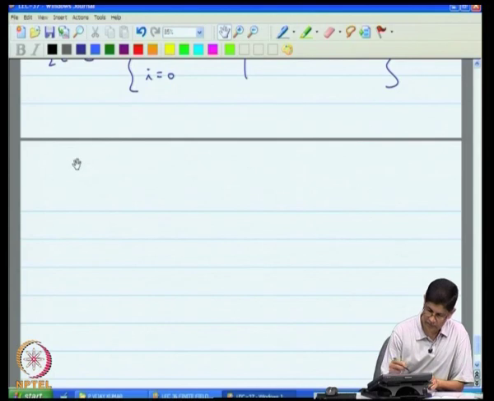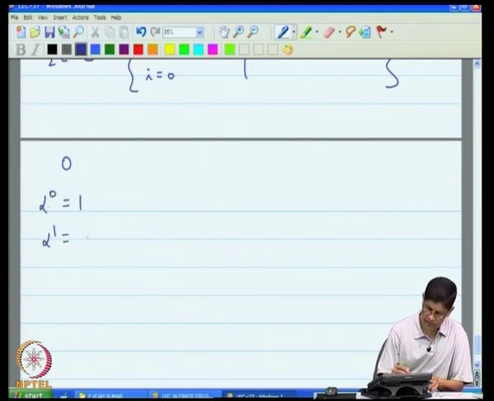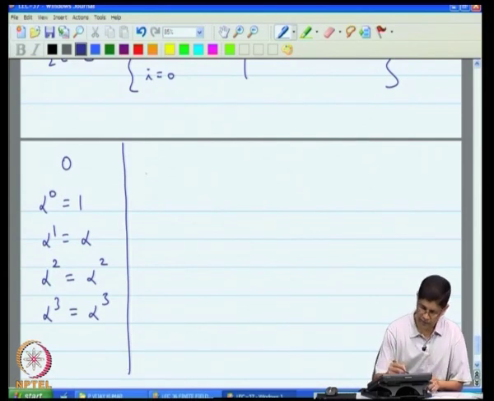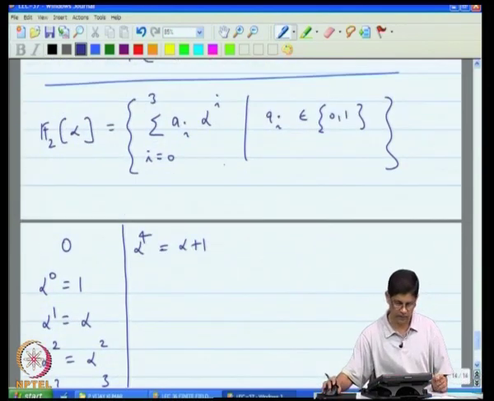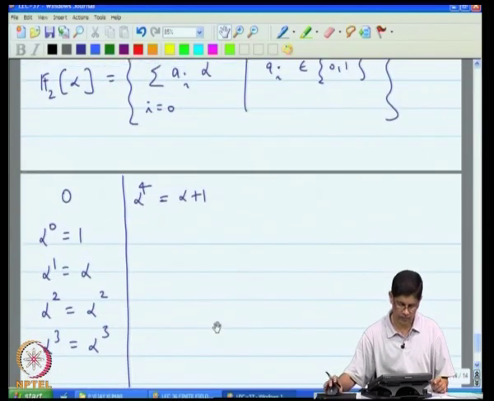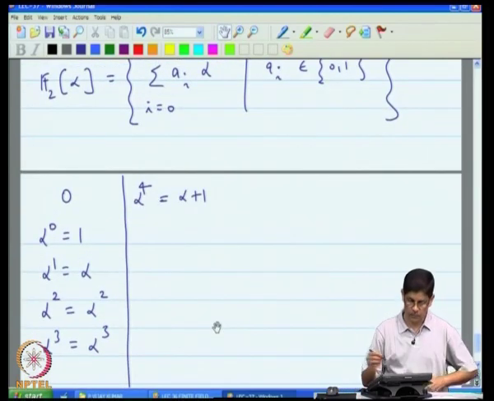So, let us start with the 0 element, and then we will take alpha to the 0, which is 1, alpha to the 1, which is alpha, alpha to the 2, which is alpha squared, alpha cubed, which is alpha cubed. Sounds like we are not doing anything up to this point, but now when it comes to alpha^4, this is all of a sudden alpha plus 1, the reason being that alpha^4 plus alpha plus 1 is equal to 0. So, alpha^4 is alpha plus 1.